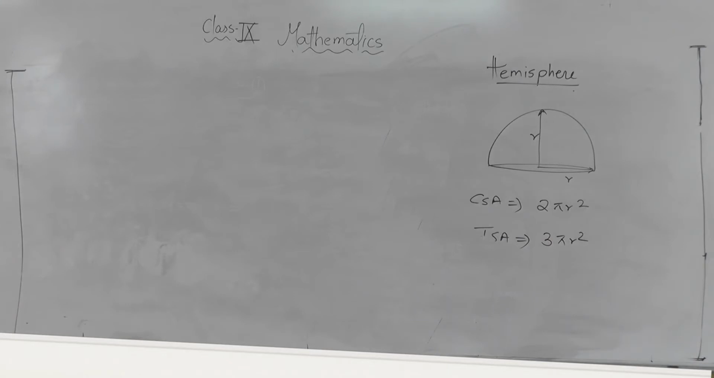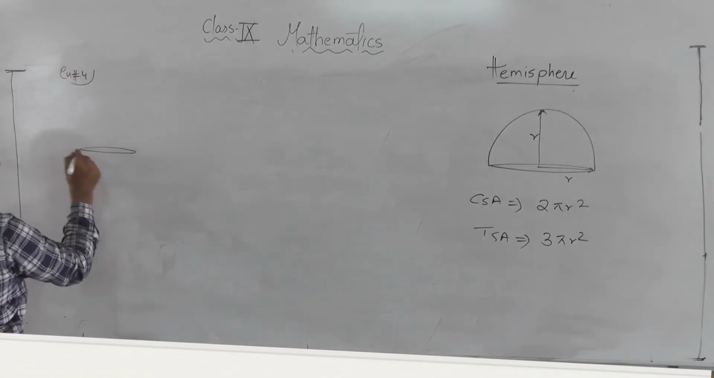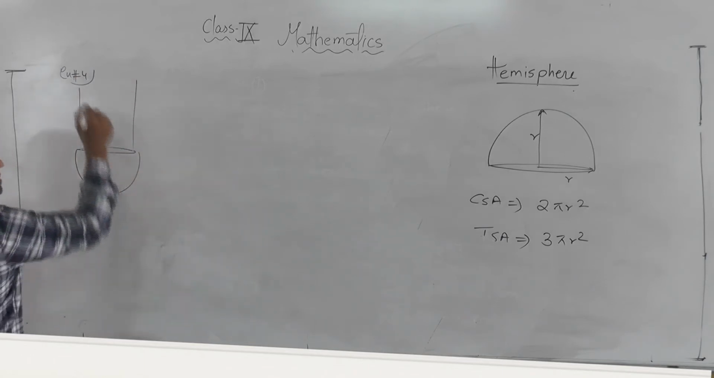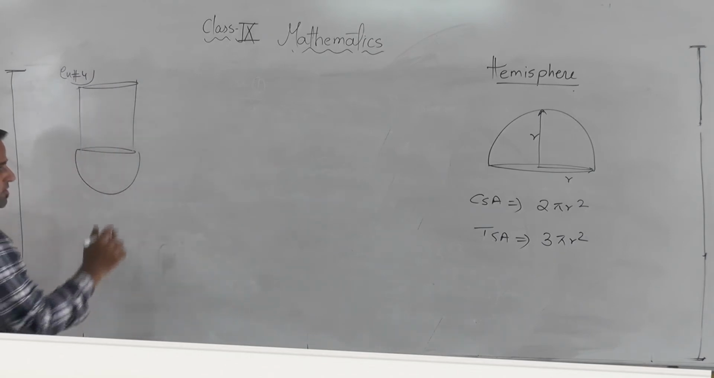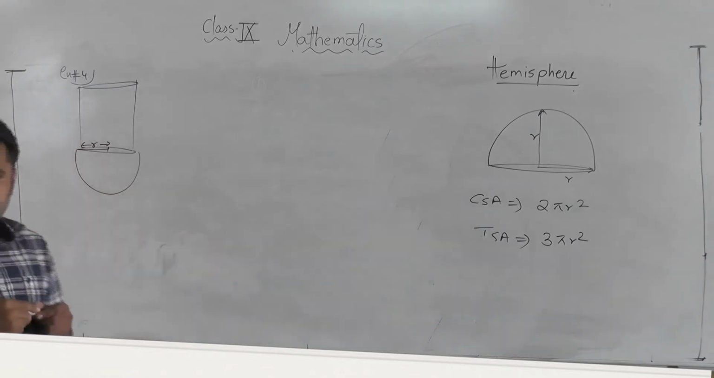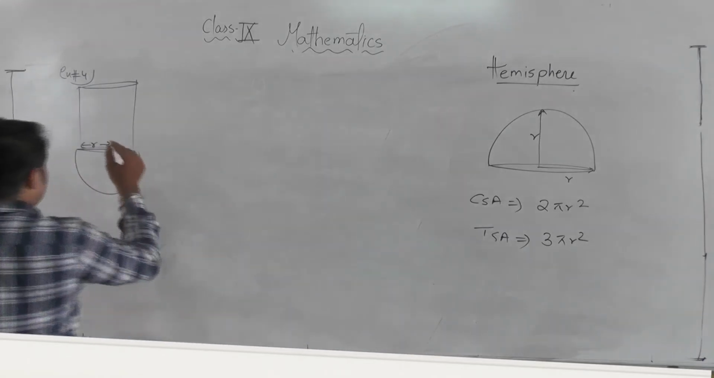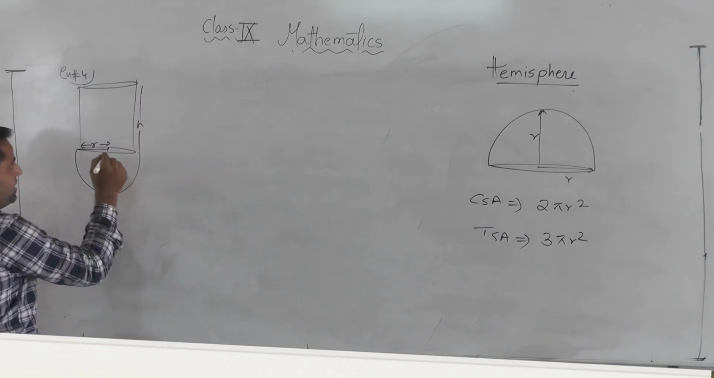Okay, one more question on hemisphere, you can see. A cylinder of the same height and radius is placed on the top of a hemisphere. On the top of a hemisphere, there is a cylinder of the same radius. So the radius of both, cylinder and hemisphere, is the same. Then what is it saying? Find the curved surface area of the shape, if the length of the shape is 7 cm. Now, what will be the height of the cylinder? That is the question.